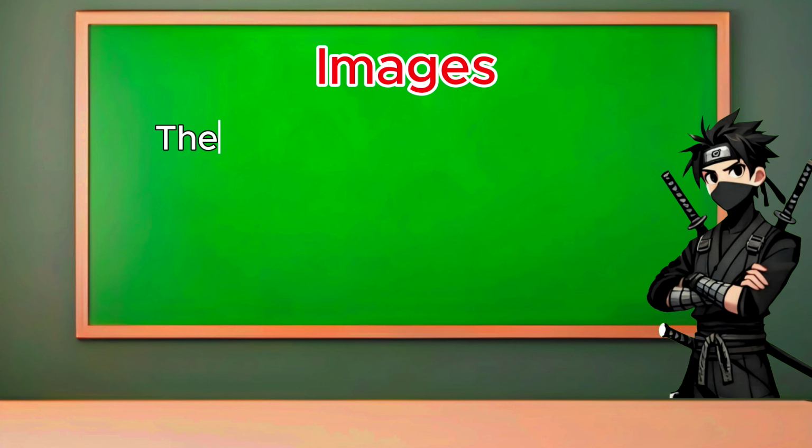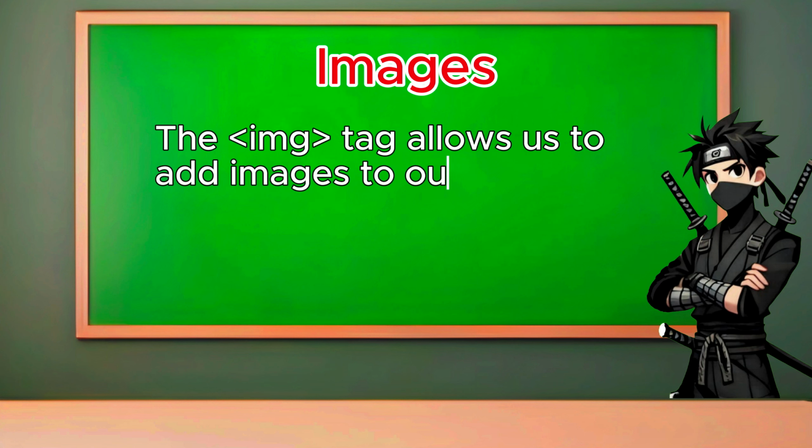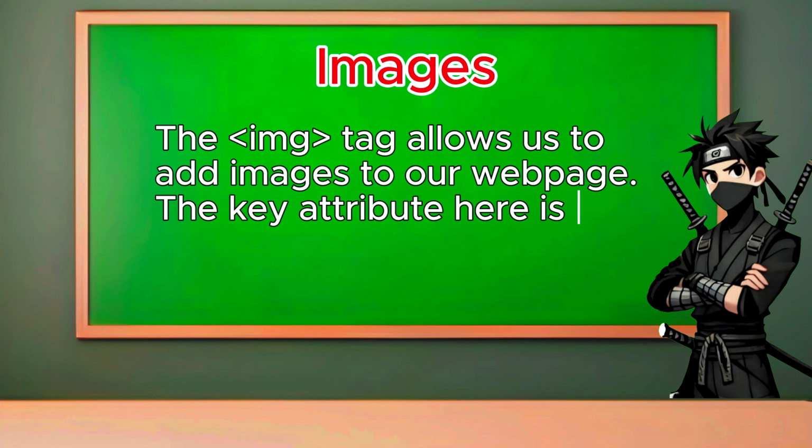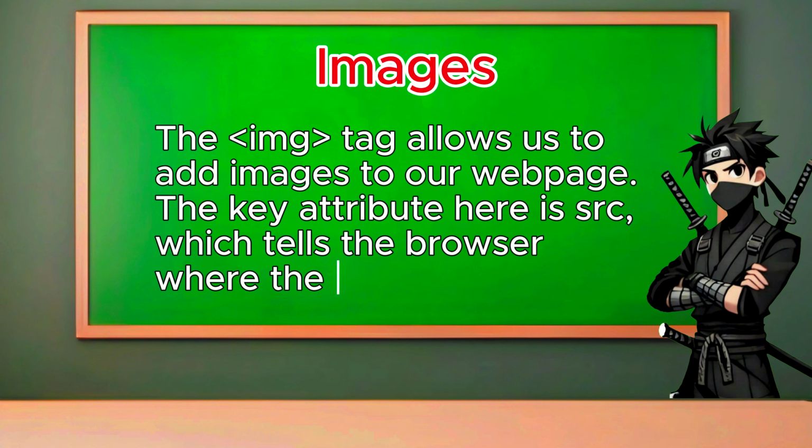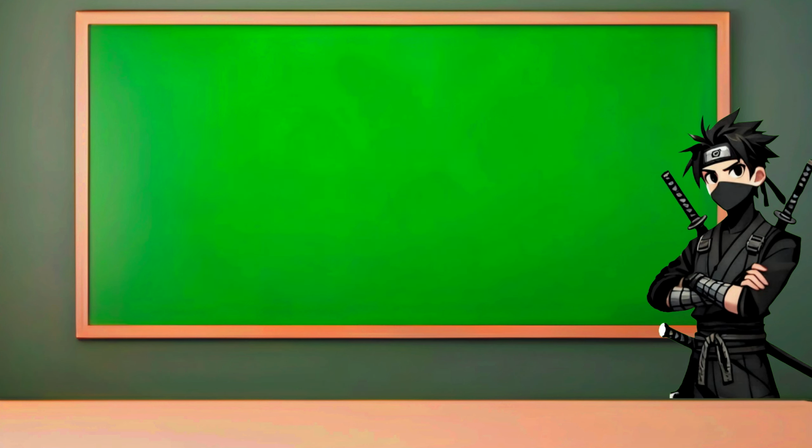Now let's talk about images. The IMG tag allows us to add images to our web page. The key attribute here is SRC, which tells the browser where the image is located. Let's add an image to our page.